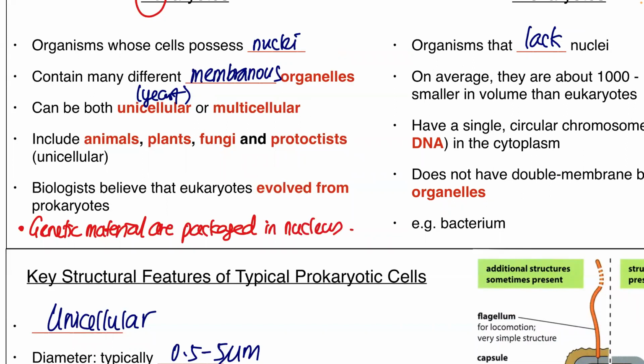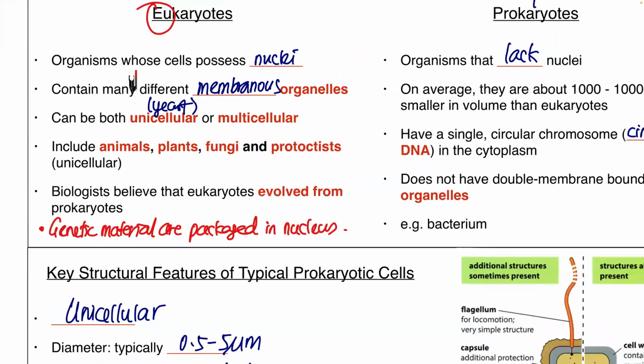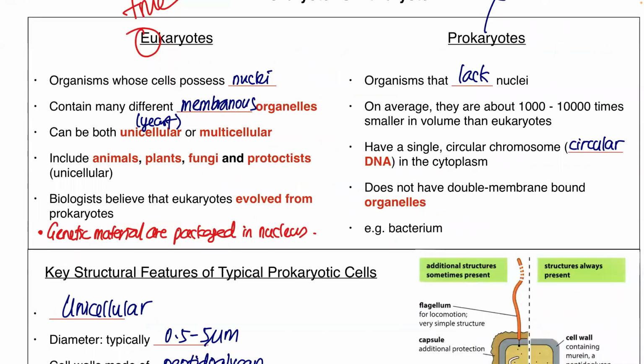Everything, the genetic material, is packaged inside your nucleus. Whereas in the prokaryotes, it's just loosely floating in the cytoplasm. It's not membrane bound.